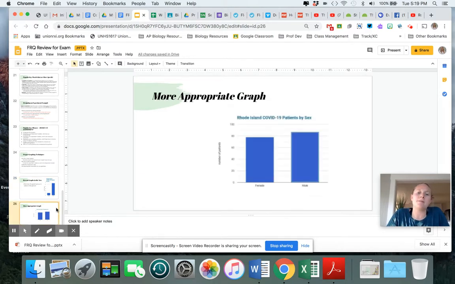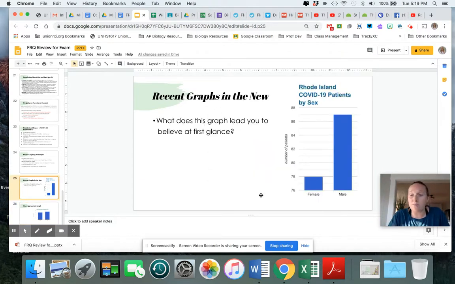Here's a better example of a graph, okay? So here you can see it goes from 0 to 100. All the data is encapsulated there. And you can see there's really not much of a difference between males and females. The news does this all the time, by the way. All the time. You have to check for it. You have to look at the axes on the graphs. They'll make it seem like things are a bigger difference than they are. So keep an eye out for that.